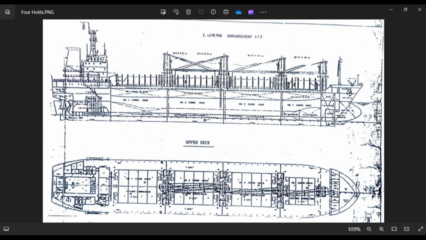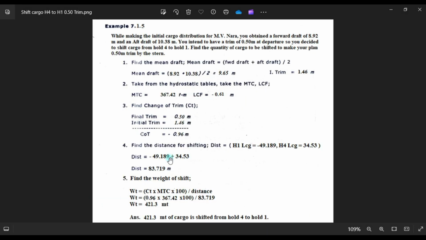And this is the solution. So you add hold number 1 plus hold number 4, that will be a total of 83.719.